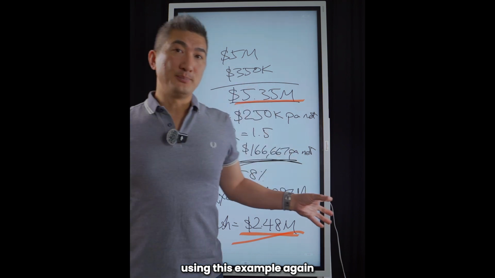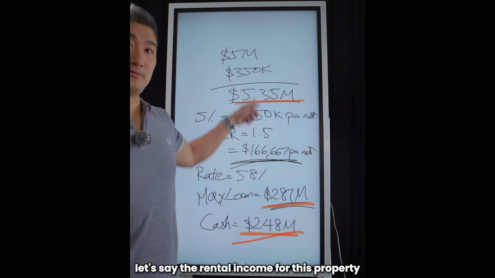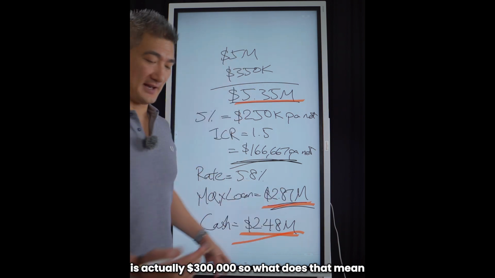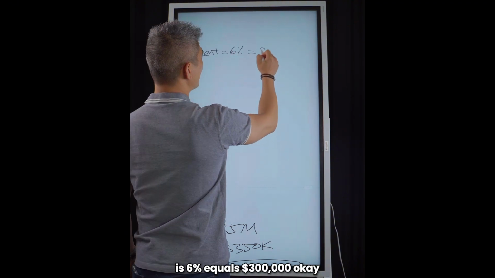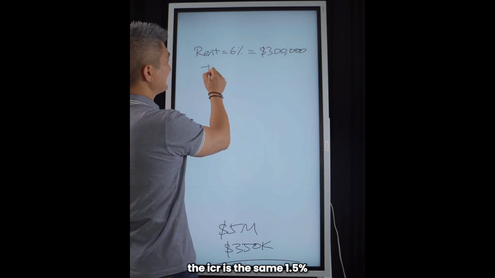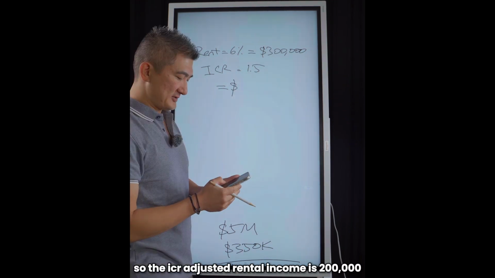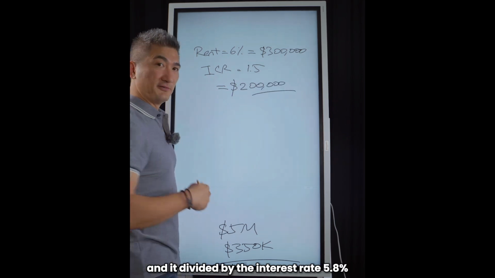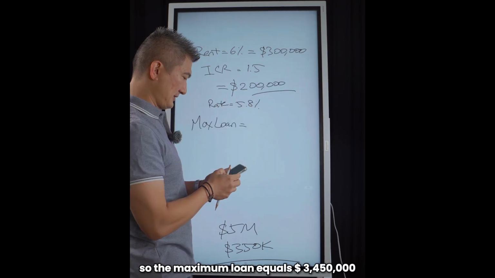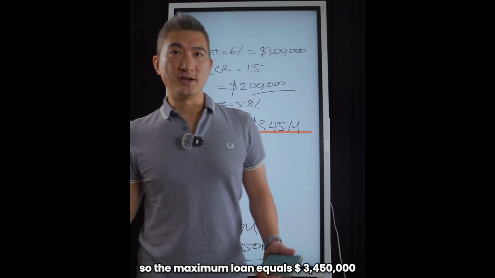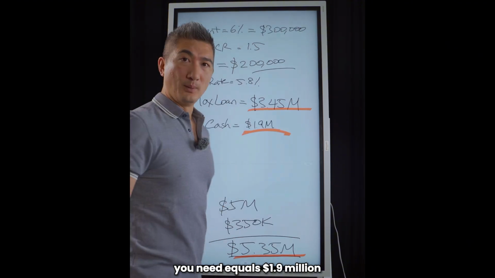Now, using this example again, let's say the rental income is more. Let's say the rental income for this property is actually $300,000. So what does that mean? Let's say the rent is higher, it's 6%, which equals $300,000. The ICR is the same, 1.5. So the ICR adjusted rental income is $200,000, and it's divided by the interest rate, 5.8%. So the maximum loan equals $3,450,000. So the difference between this and what you need equals $1.9 million.